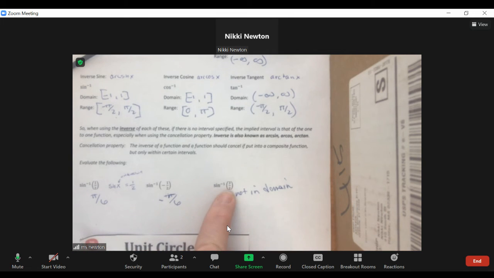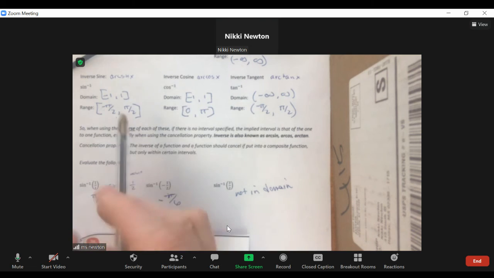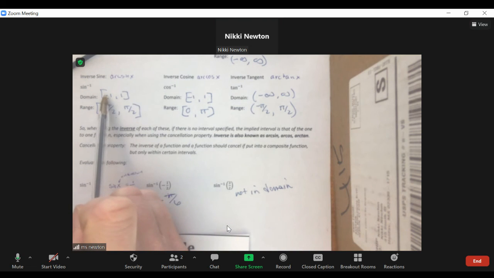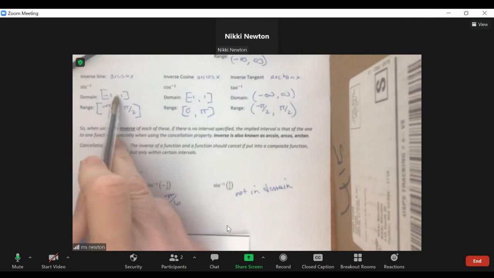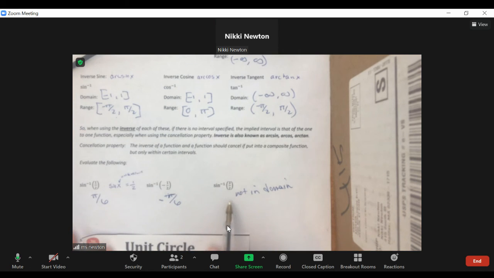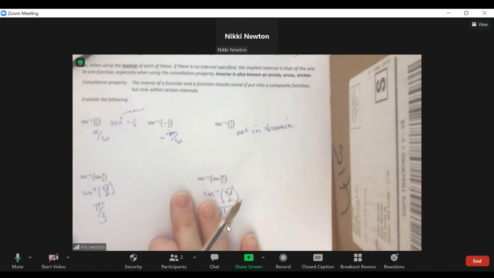Now 3/2. So remember the domain of inverse sine is between -1 and 1. 3/2 is outside of that domain. So it's not in the domain and it doesn't have a solution. Let's see if I can finish this too.